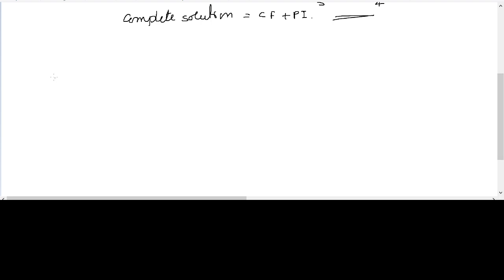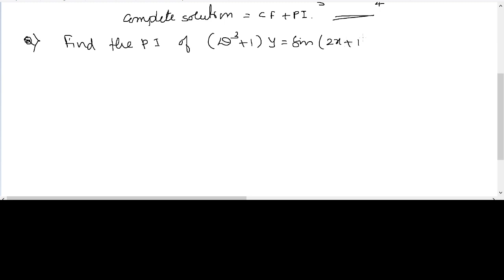Let us take down one more problem. Find the particular integral of (D cube plus 1) of y is equal to sin of (2x plus 1). Now here we need to find only PI.